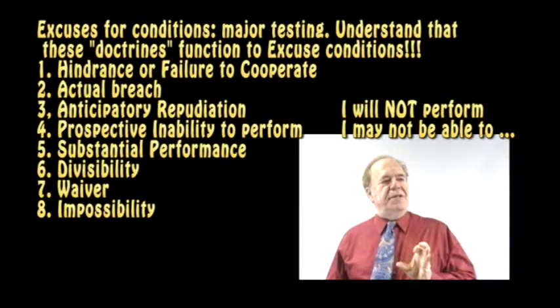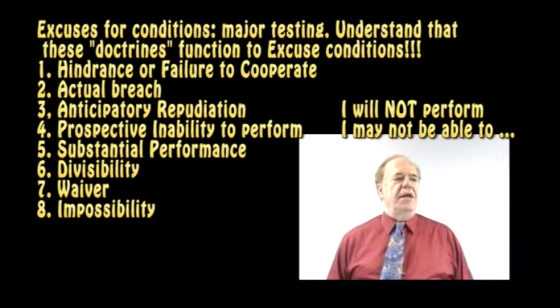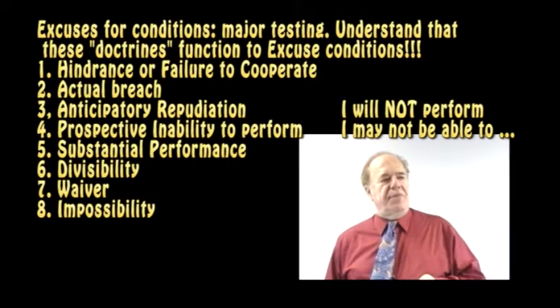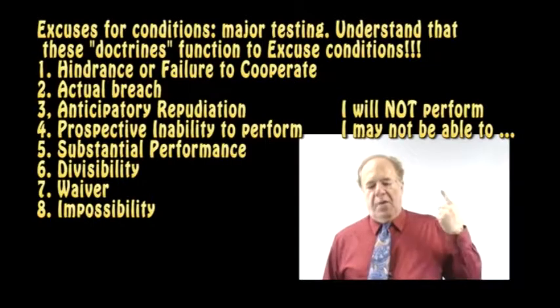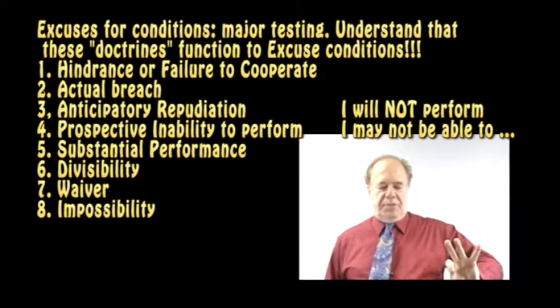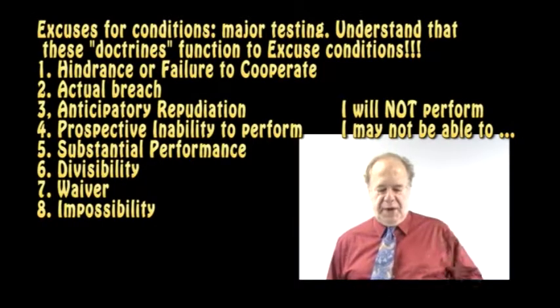And the consequences of those two doctrines are very different. With anticipatory repudiation, the non-repudiating party can cease his present performance and sue immediately for breach, for example. With prospective inability, you can't do that. You can only cease present performance and demand further assurances. Different remedies.